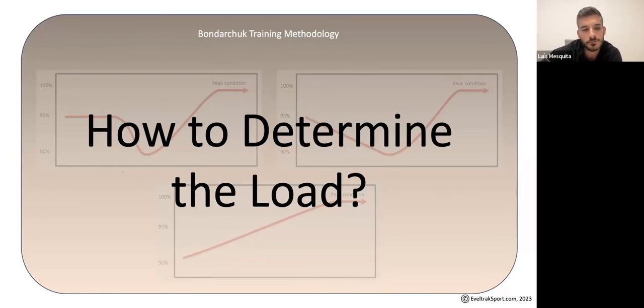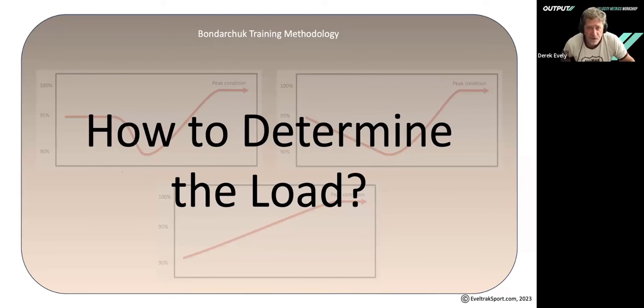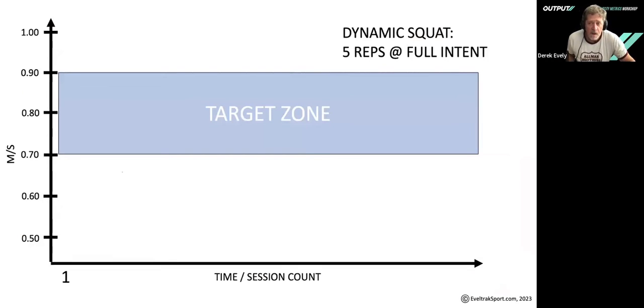Okay, thanks. So how do I actually do it? How should this actually be done if you're going to do this with the Bondarchuk system? I'm going to walk you through what we do on the first day, how we determine the load. Let's say we're going to do a dynamic squat, 5 reps, continuous, at full intent.